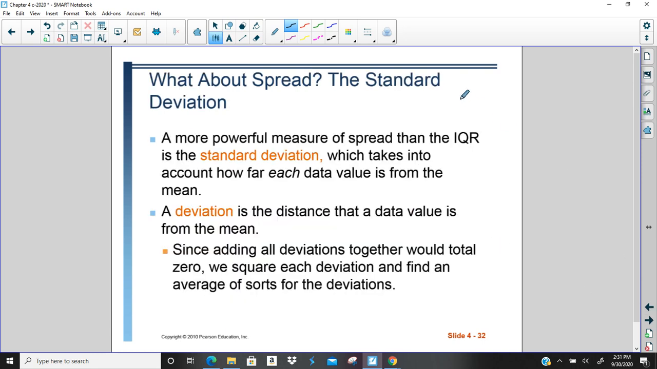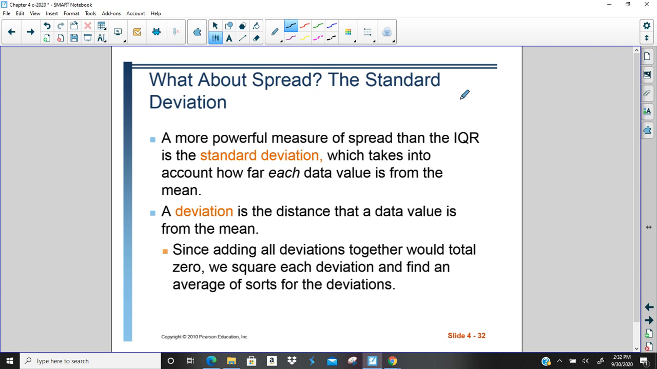The last thing we're going to talk about is standard deviation for spread. So we have range and we have IQR. And certainly range is going to be affected by sways in large and small movements, large numbers and small numbers in a data set. Standard deviation is more powerful than IQR.